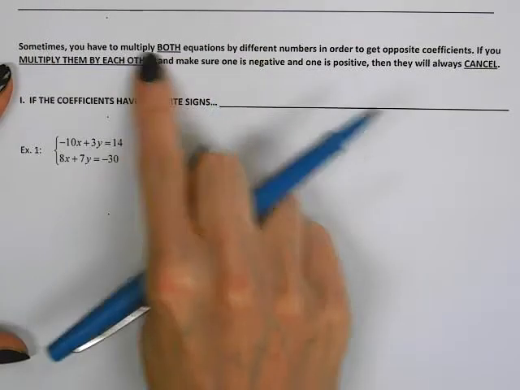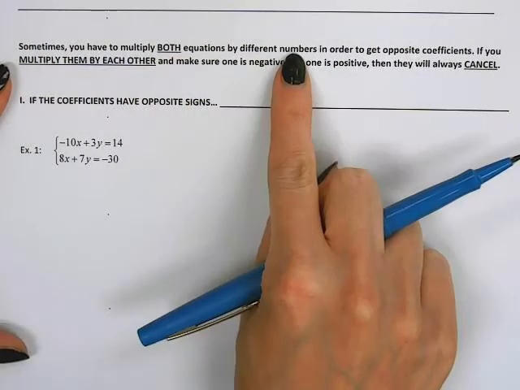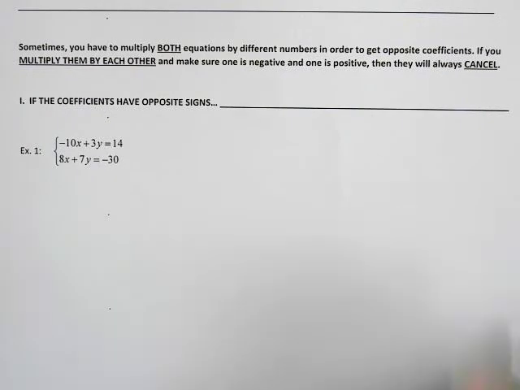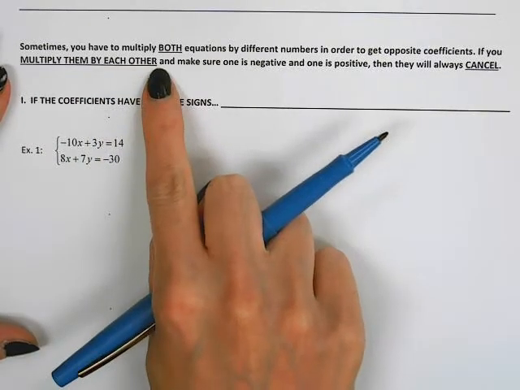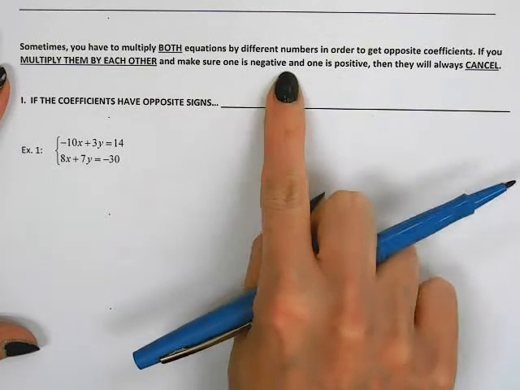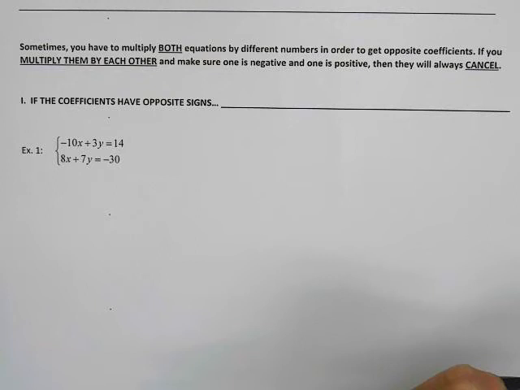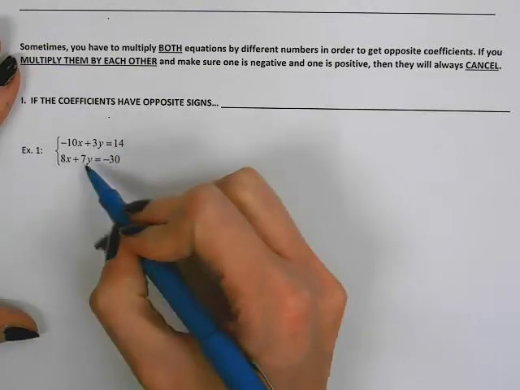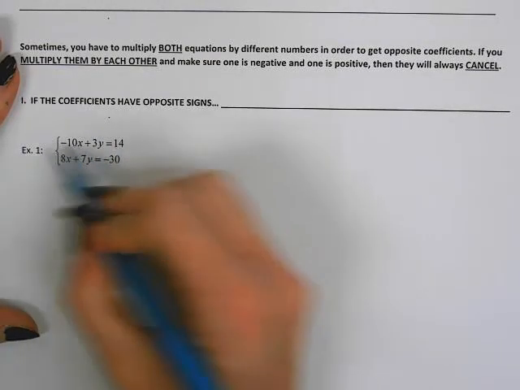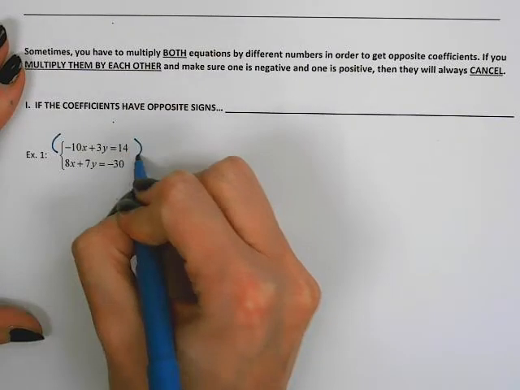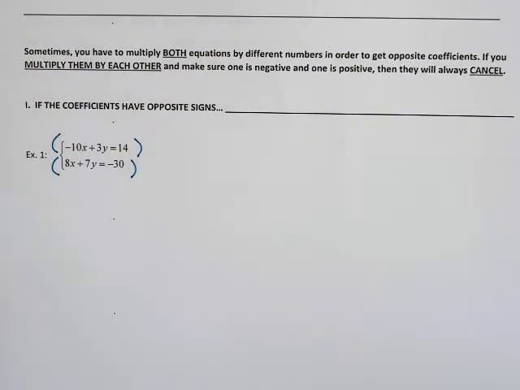Sometimes you have to multiply both equations by something in order to get opposite coefficients. If you multiply them both by each other, make sure one is negative and one is positive, and they will always cancel. Okay, so here's our new trick. If you can't think of any number to multiply one by, then you multiply them both by each other. And here's what I mean.